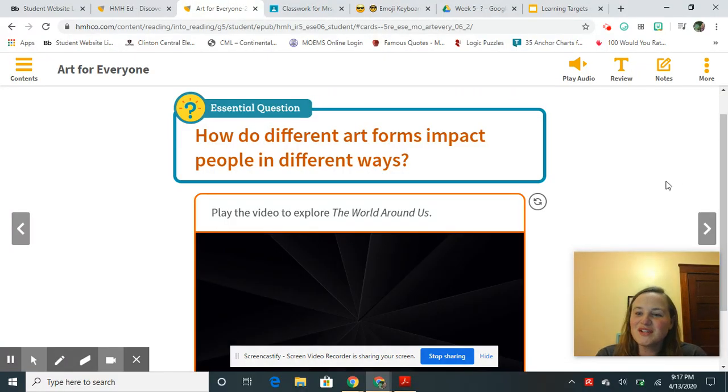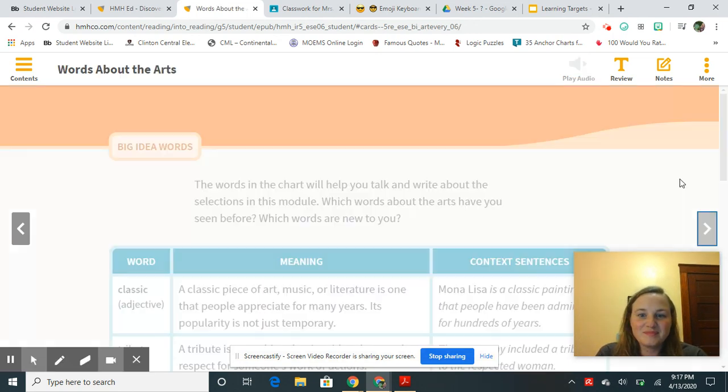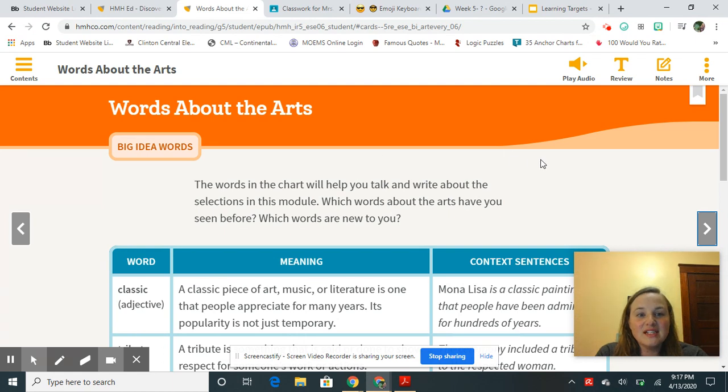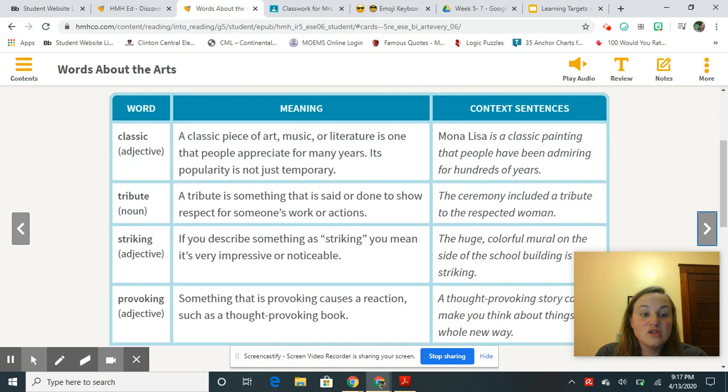Ooh, so that's a really good question. What is something that inspires you as you're going around your daily life? So, on this next page, we're really going to be thinking about the words that we're going to be seeing in the next stories. So, words like classic, tribute, striking, provoking. So, you're going to hear those words in the stories that we read. And you can always go back to this page in your My Book in order to really get a better understanding of what the meaning is.